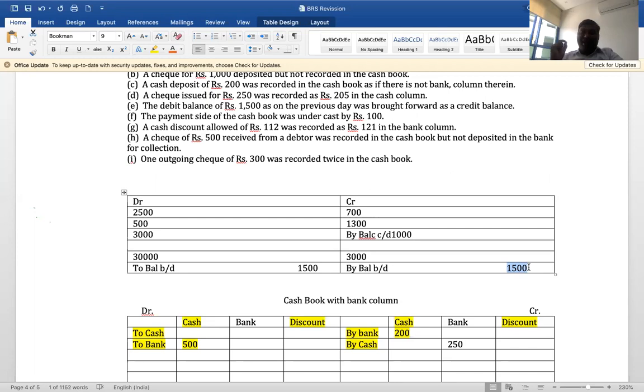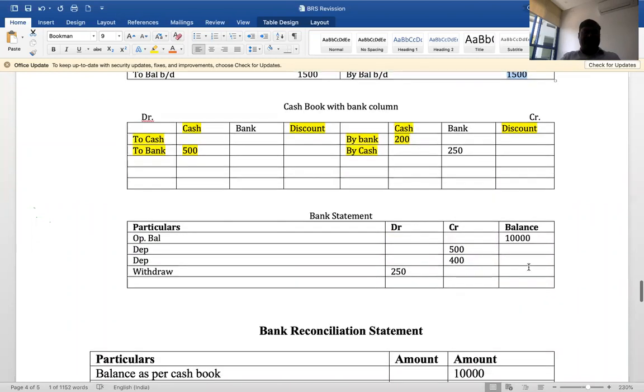1500 is the actual positive balance. Instead of 1500 positive, you have made 1500 negative. Make the negative neutral first, and then make the positive 1500. So negative 1500 and positive 1500 put together is 3000. Understood? Yes, sir. This much is shown less in the cash book.